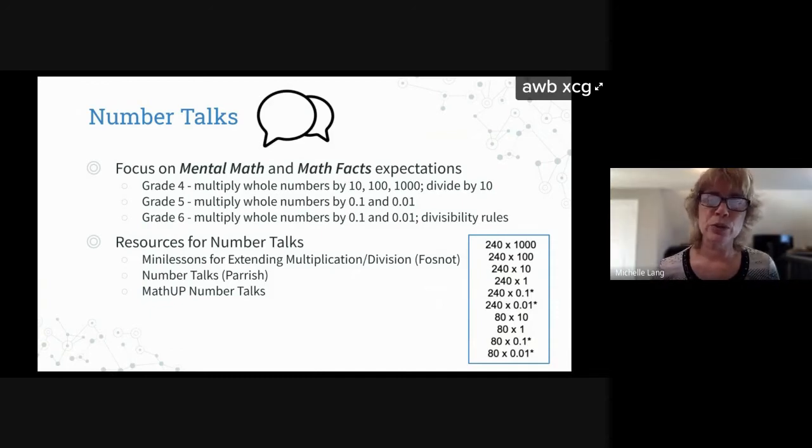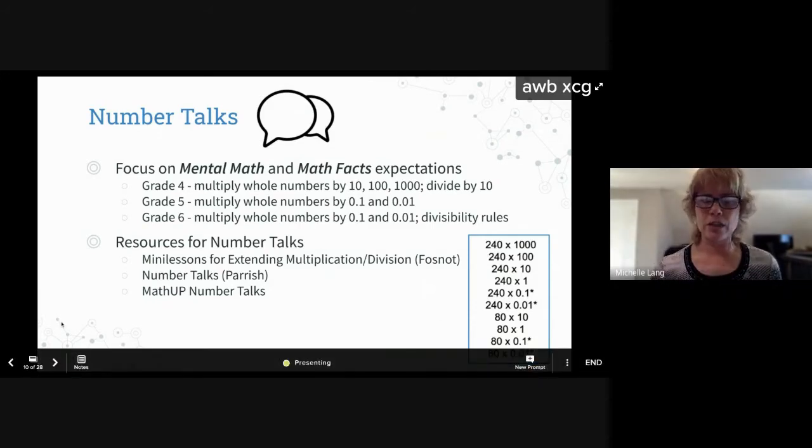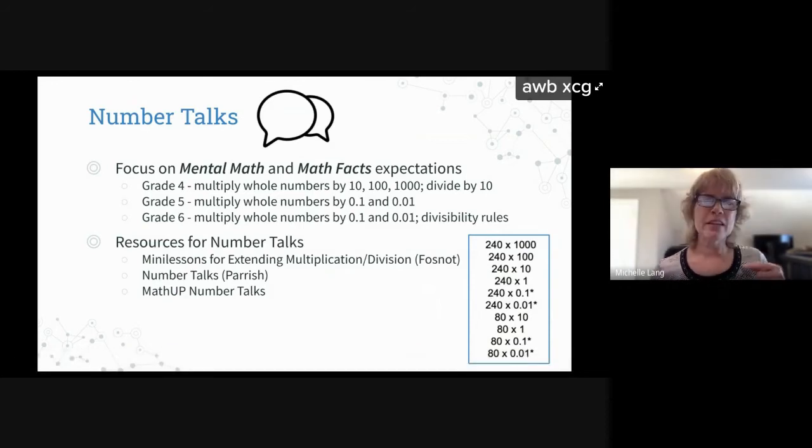Some of the resources for these number talks include the Fosnot resource, Mini Lessons for Extending Multiplication and Division, the Parrish book called Number Talks, and then some of the Math Up number talks. Although Hebron and I were talking, and they're not quite as effective in terms of developing the properties of numbers that we want students to develop. So the other two resources are better. And there's just an example on that slide as well.